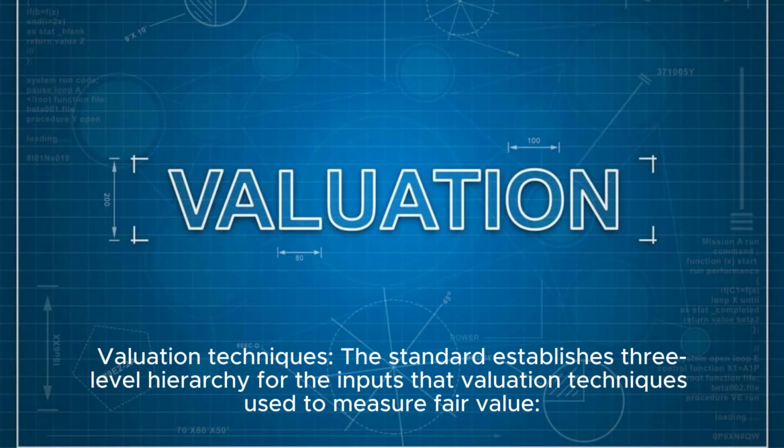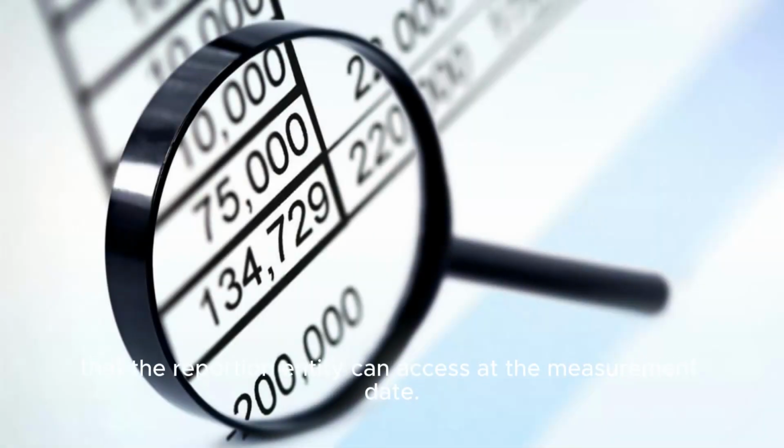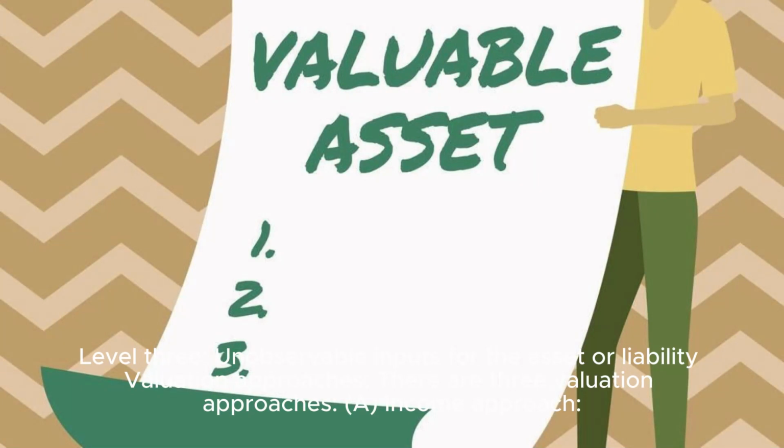Valuation techniques. The standard establishes a three-level hierarchy for the inputs that valuation techniques use to measure fair value. Level 1. Quoted prices in active markets for identical assets or liabilities that the entity can access at the measurement date. Level 2. Inputs other than quoted prices included in Level 1 that are observable for the asset or liability. Level 3. Unobservable inputs for the asset or liability.